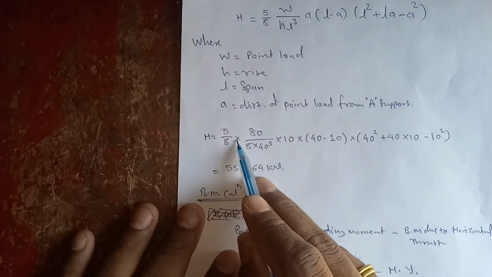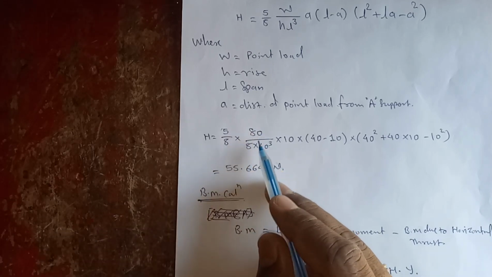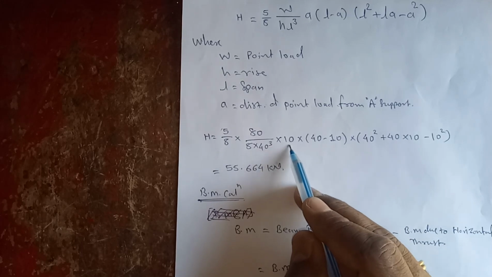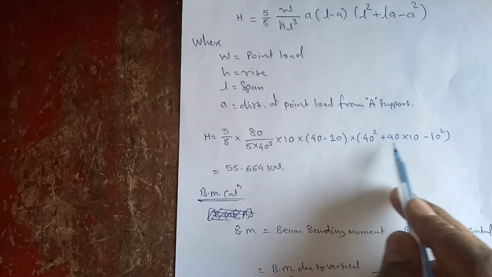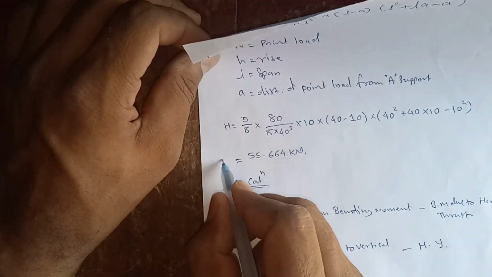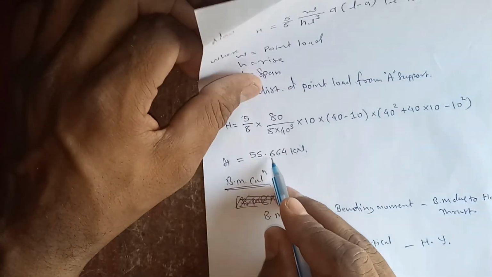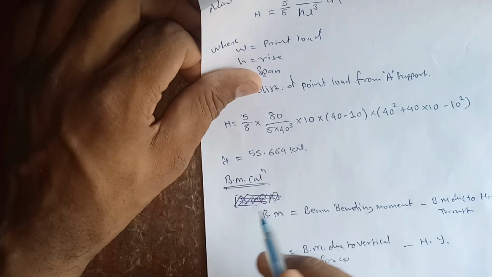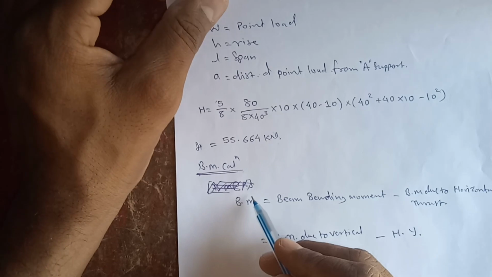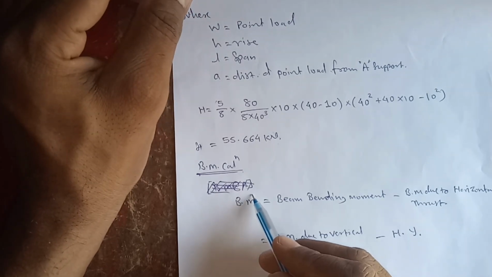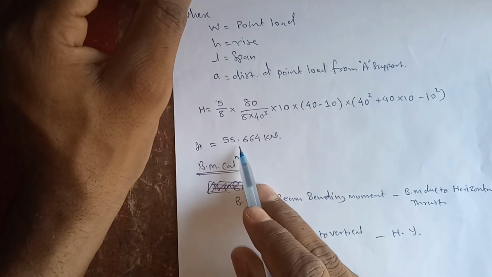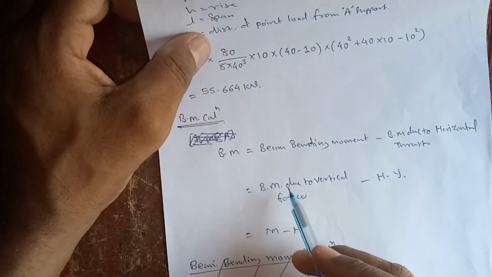So 5 by 8, the load is 80 kilonewton, rise is 8 meter, span is 40 meter, and a is again 10 meter. Then we substitute all the values and easily we can calculate H equal to 55.664 kilonewton. So this is the horizontal force that we got. Now we have calculated all the reactions. We know vertical reaction VA, we know vertical reaction VB, and we also know the horizontal force. So now easily we can plot the bending moment diagram.